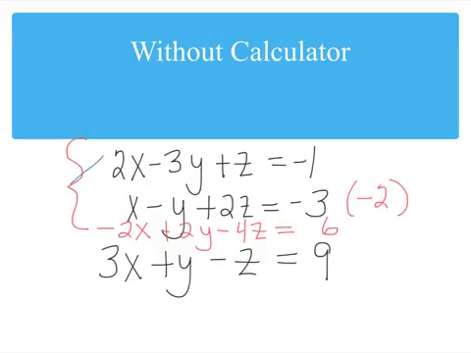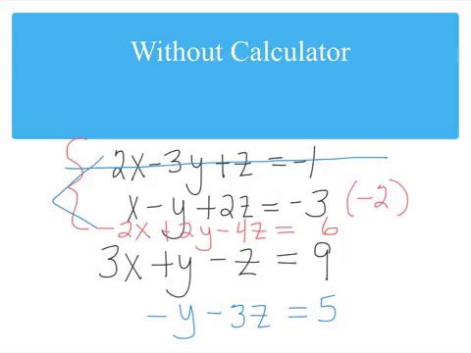Now we're going to go ahead and combine those two equations. So we end up with -y minus 3z equals 5. This equation here is gone now. The one that stays is the one that we multiplied by -2. So what we've got now is this equation, and this equation. So let's go ahead and write that on a new slide.